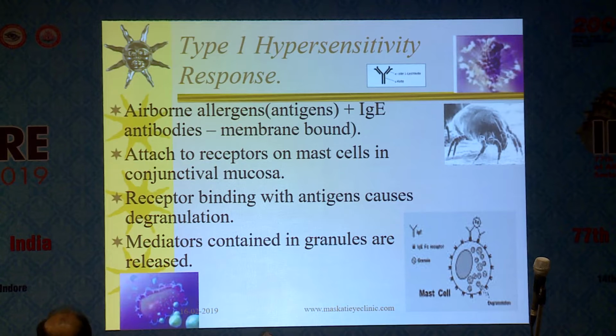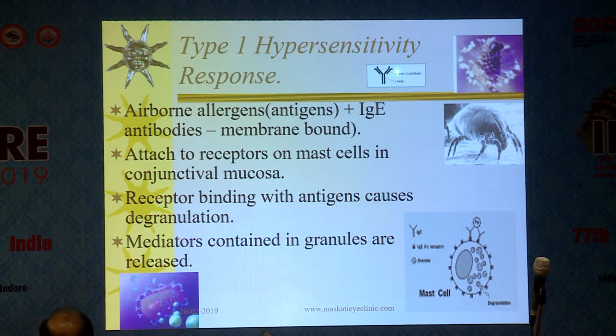So again, now let's look at this. What is a type 1 hypersensitivity response? There is an airborne allergen. Suppose it is say pollen, which we call the antigen. Antigen combines with the IgE antibodies. These are circulating antibodies which are membrane bound. These attach to receptors on the mast cells. That Y shape that you see is the receptor attaching to the mast cell. When it presses on the mast cell, you have a pointer?